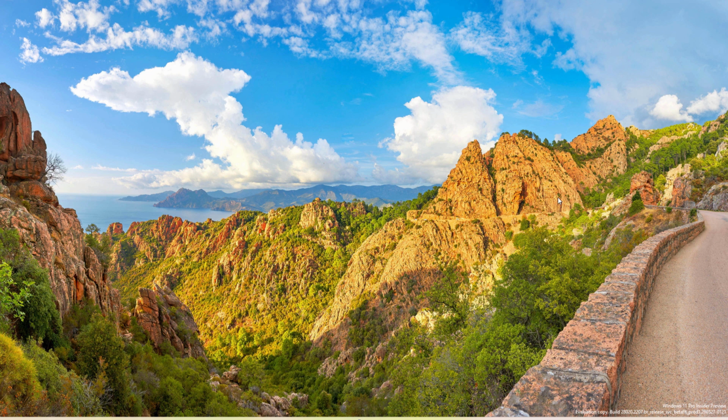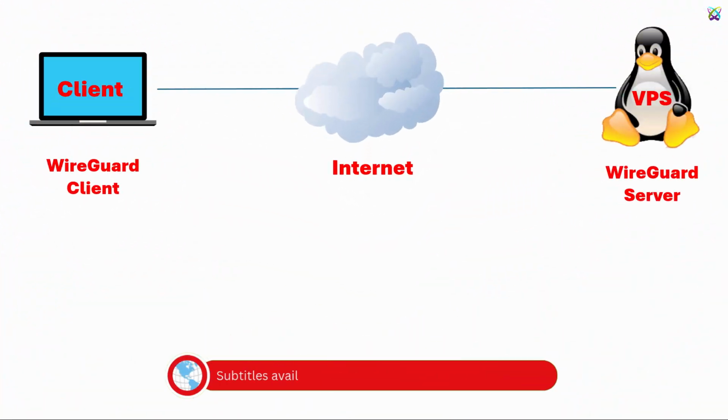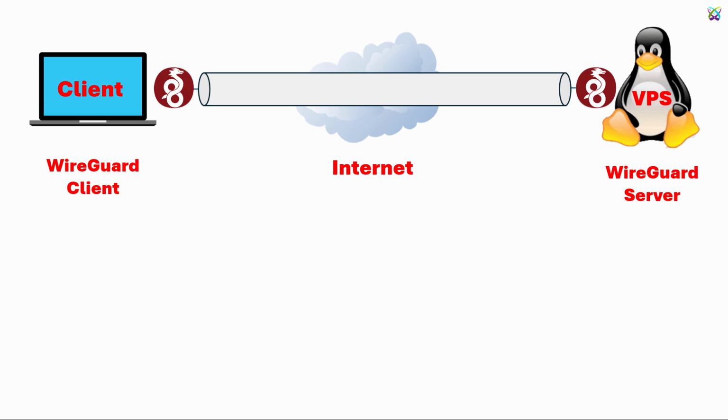Hello everyone, in this video we are going to build a WireGuard VPN server on a Linux VPS. WireGuard is lightweight, fast, and not too complicated to configure, so it is a great choice for personal VPN setups or remote access scenarios.